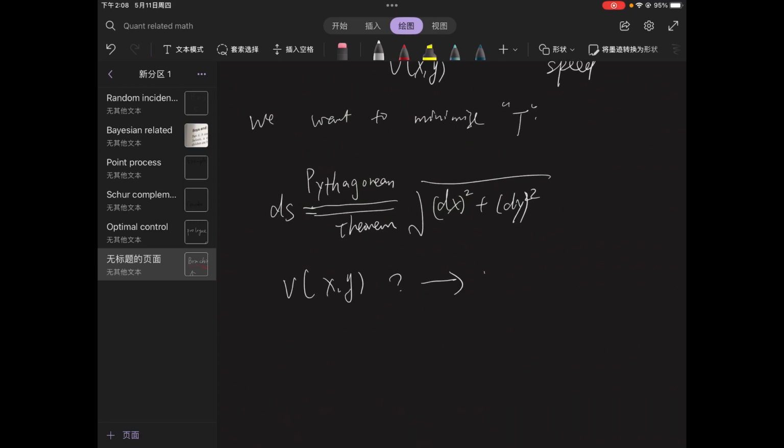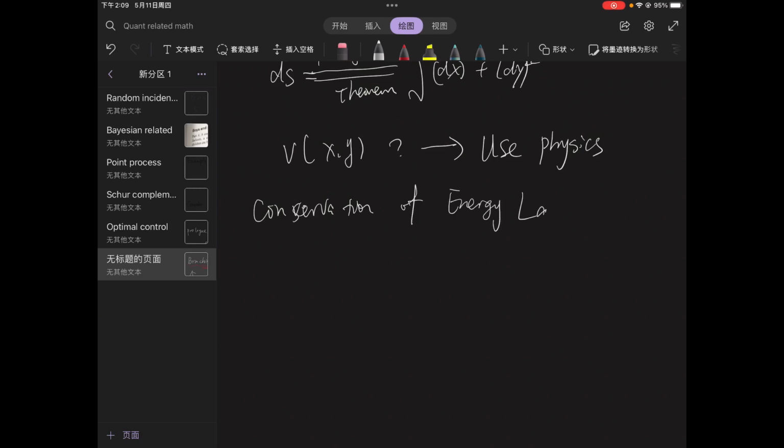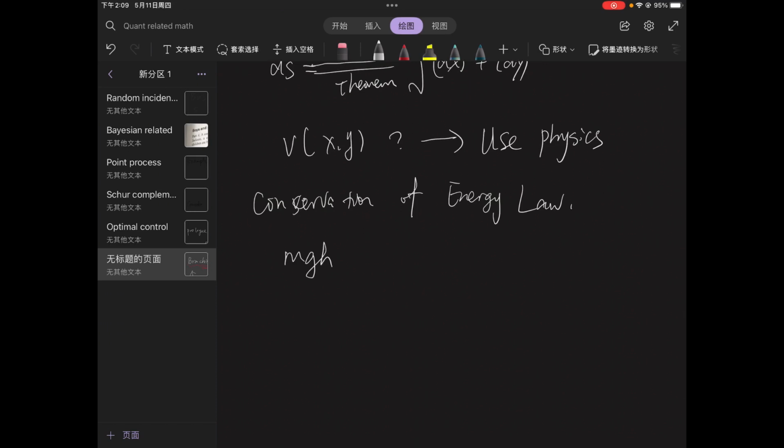And then what is v in terms of x and y? For this one, we should use physics, right? We know by the conservation of energy law, what do we get? We know the energy at place h is equal to the energy at place y. But now we have another part, which is the kinetic energy, right? So this is potential energy, here equal to another potential energy plus kinetic energy.